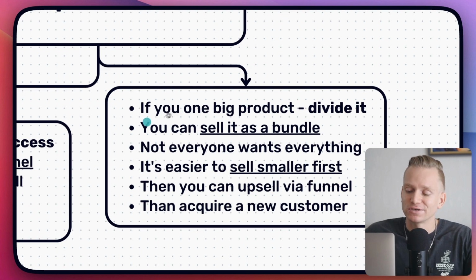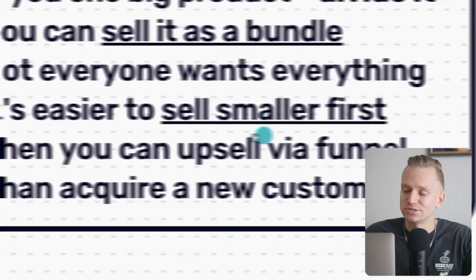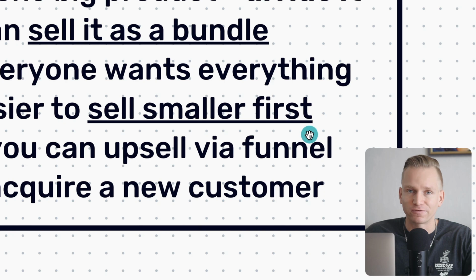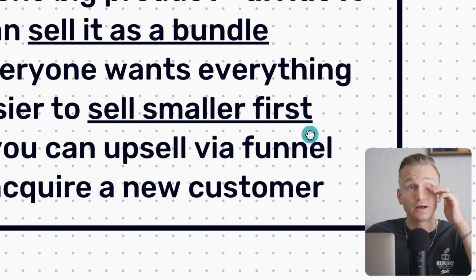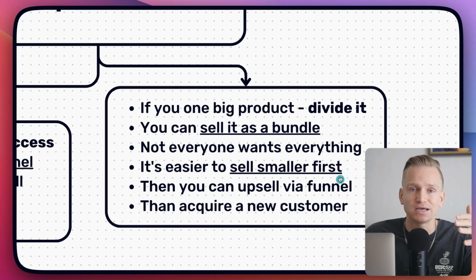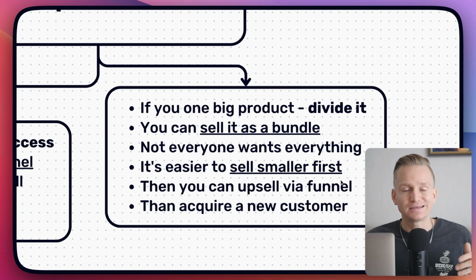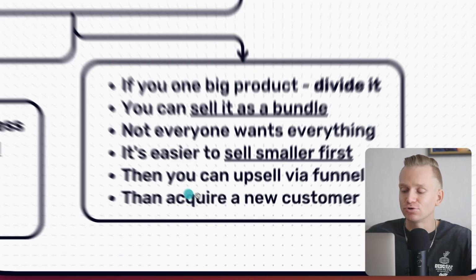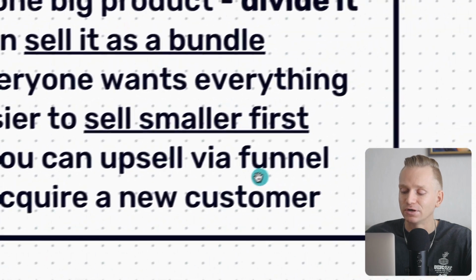And honestly, one thing as well is that it's always easier to sell a smaller product first. So you can create a product that is a no-brainer. It's very, let's say, low cost. It's an immediate purchase right there on the page. And then down the funnel, you can upsell other different products.